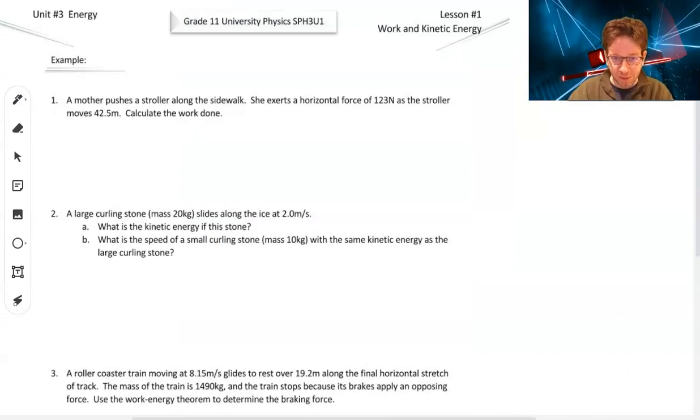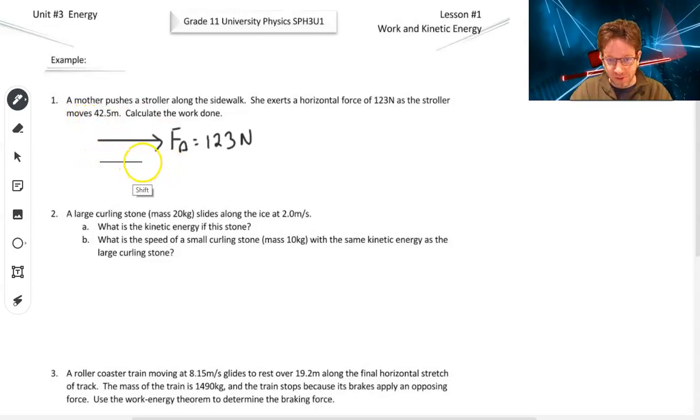Okay, so we're going to try some problems. Our first problem is just like our picture from the previous page. A mother pushes a stroller along the sidewalk. So let's say she exerts a horizontal force, so she's pushing it horizontally, not downwards at an angle. It's a big stroller, so it comes up pretty high. Horizontal force of 123 newtons. So we have an applied force of 123 newtons, as the stroller moves 42.5 meters, and so it's moving in that same direction. So our displacement is 42.5 meters.